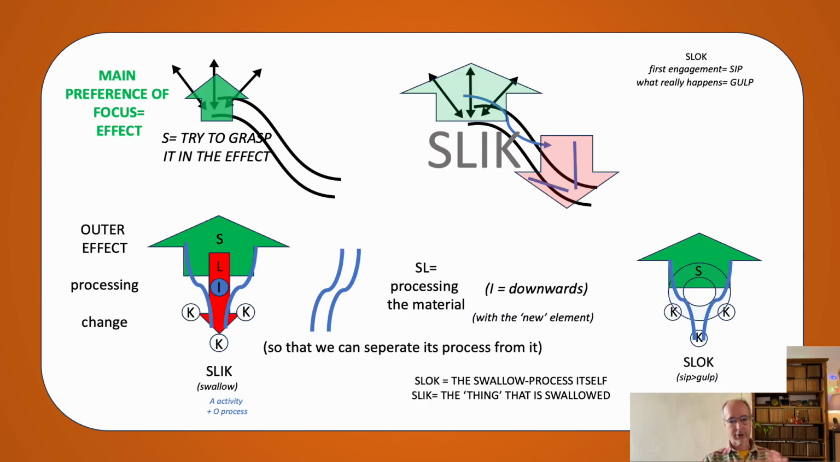So just a small repetition. The main focus remains the S, trying to grasp everything in the effect, the last effect. With SLIK, there's the E, processing towards change, so we swallow something downwards as well, with a new element, and we process it, and the thing that comes in disappears and is distributed.